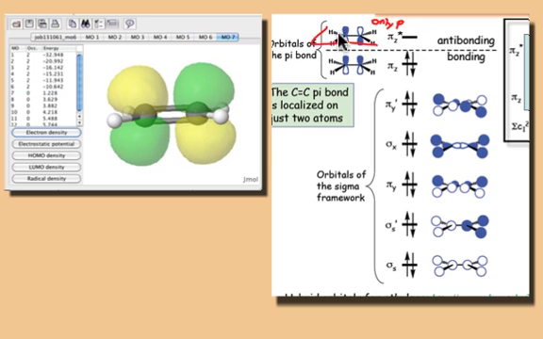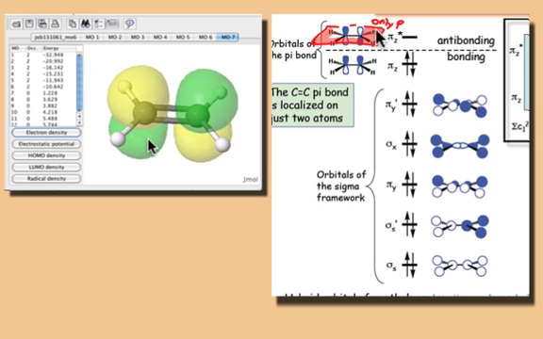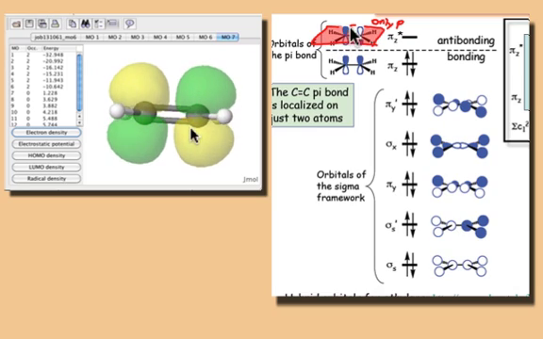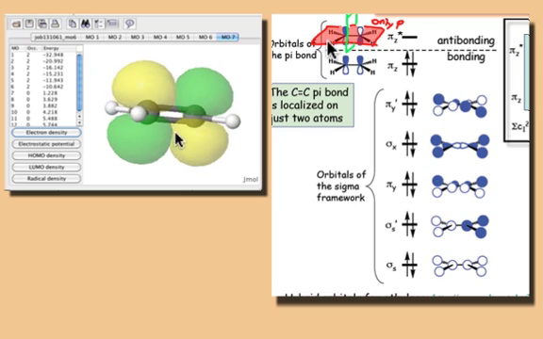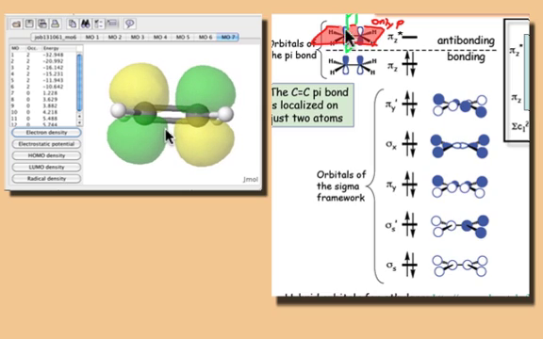And the final pi orbital consists of an out-of-phase combination of the pz's, and it ends up showing 2 nodal planes, one that lies in the plane and then one that lies perpendicular to that plane of the molecule. Now let's relate the pictures to the eigenvector table.